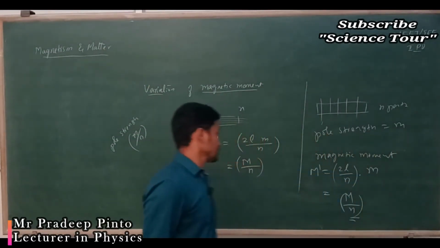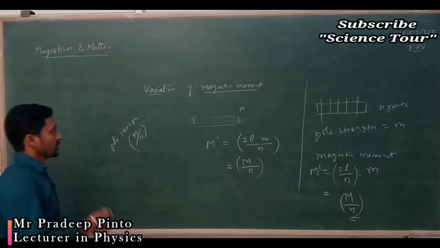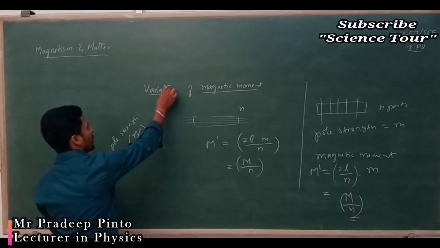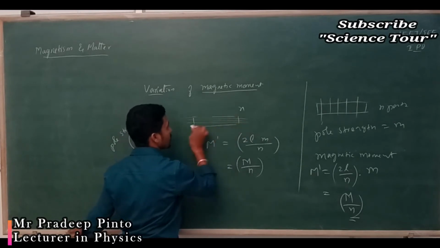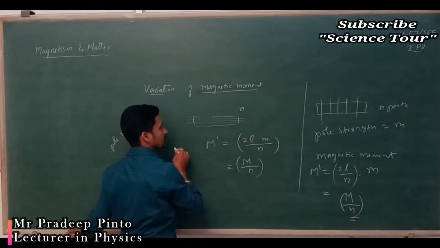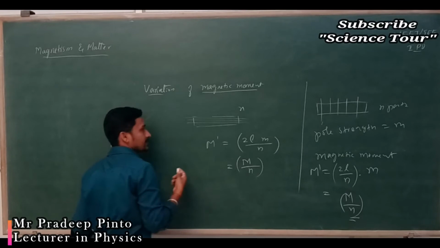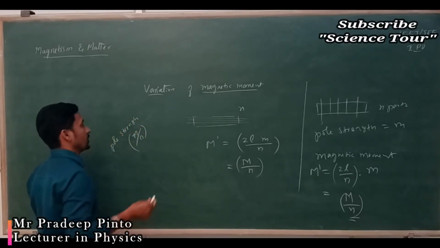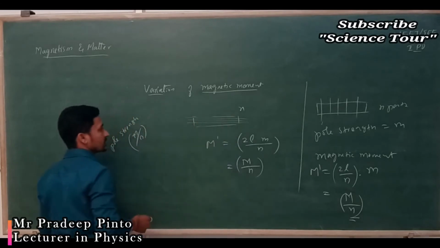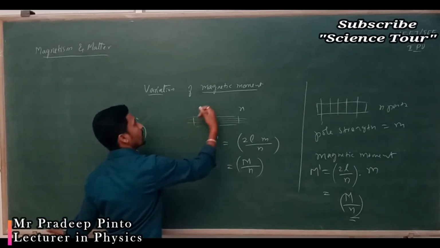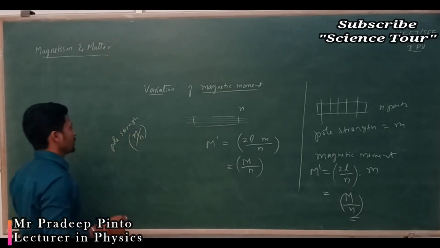Some of the things we have written on the board are nothing but variations of the magnetic moment. When a magnet is cut into a number of pieces parallel to the length, a new magnetic moment is formed for each of the magnets you get. For the change in magnetic moment, we calculate the magnetic moment for each piece.